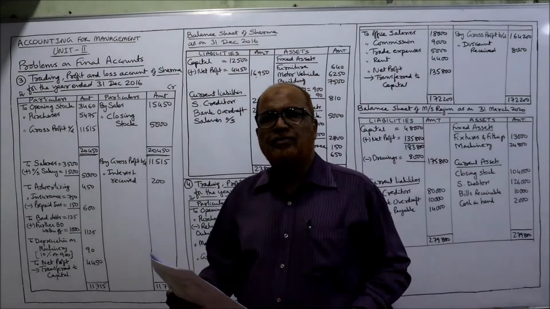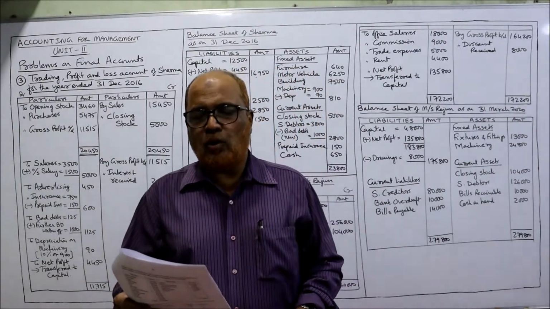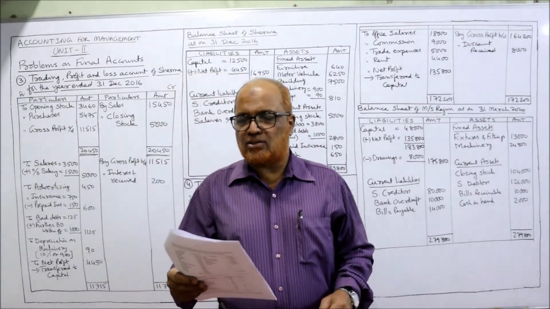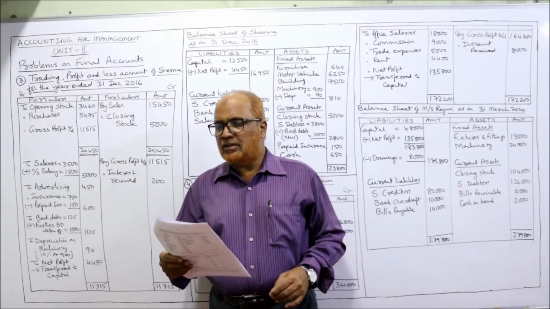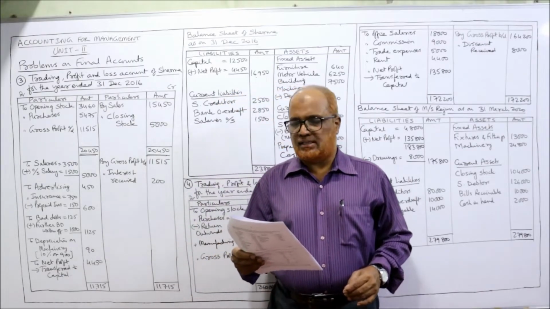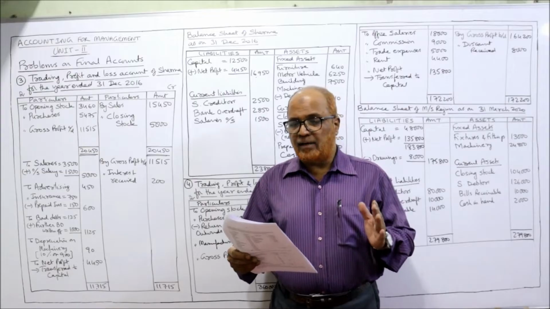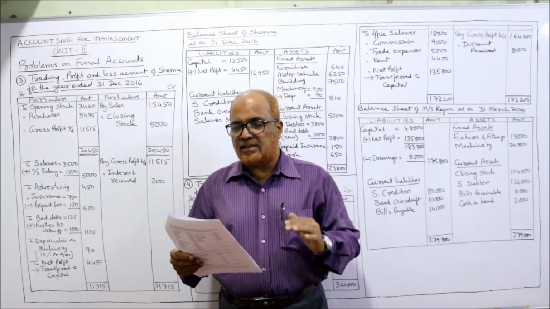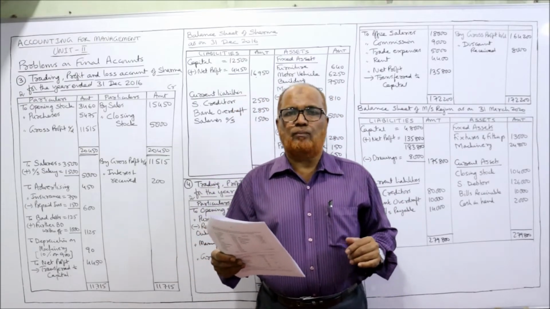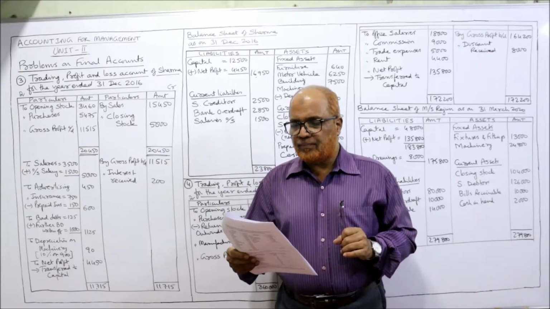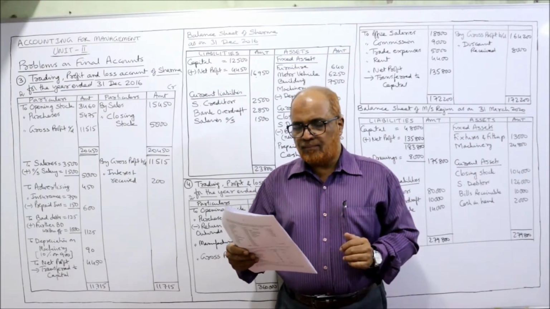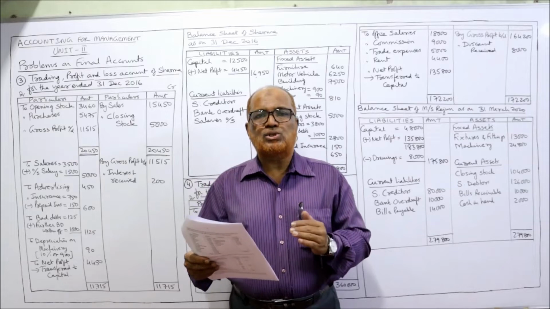Now, see problem number 3. Following are the balances extracted from the books of Sharma on 31st December 2016. Prepare the trading, profit and loss account and balance sheet after considering the adjustments given below. So when the trial balance is given, debit items, credit items are given, adjustments are given, closing stock.